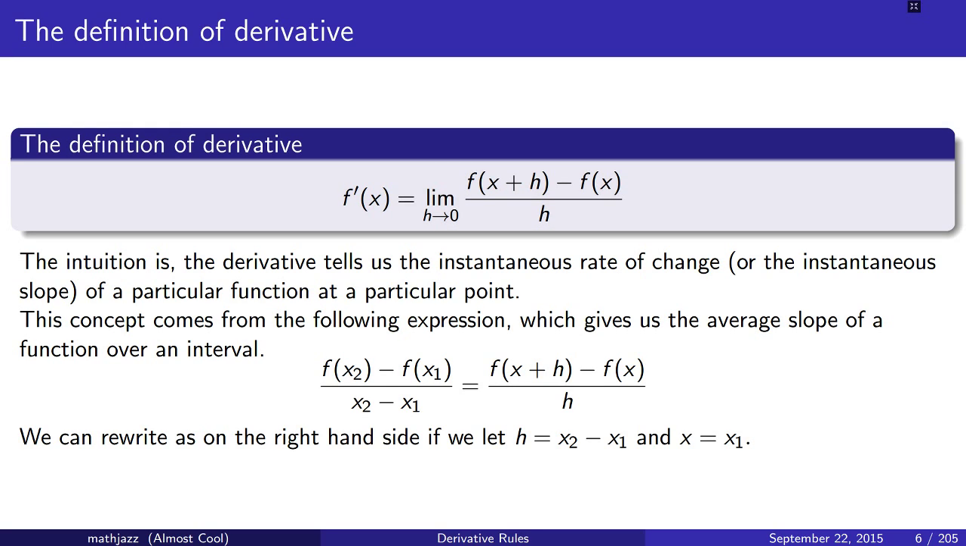We can rewrite, as on the right-hand side of this equation, if we let h be the distance between x1 and x2, so x2 minus x1, and if we let x be x1. So now we have this relationship between average slope of a function on an interval and this difference quotient here, f of x plus h minus f of x over h, which is the fraction in our definition of derivative.